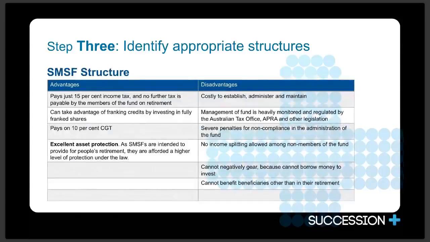The advantages: much lower tax rates for self-managed super, on purpose. This is not some tax scheme. The government has set the tax rates for self-managed super funds at a much lower level to encourage people to invest their money into superannuation to fund their retirement. There are some other benefits, certainly from the income tax point of view, 15%. No further tax payable by the members of the fund in retirement. So once you retire and go into a pension payable out of that fund, then there's no income tax on the earnings. So there are some significant benefits.